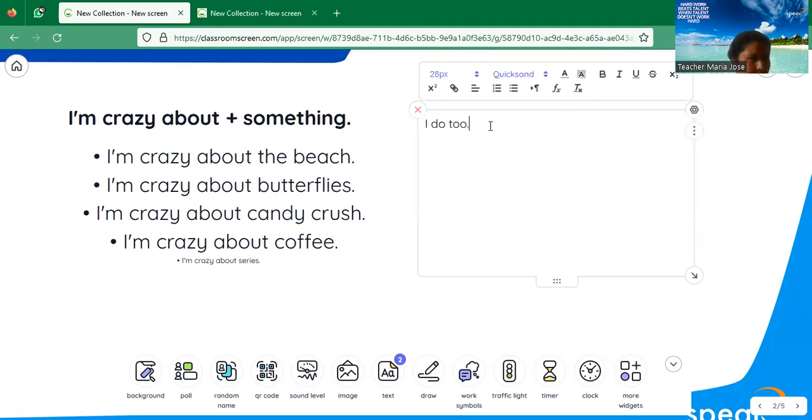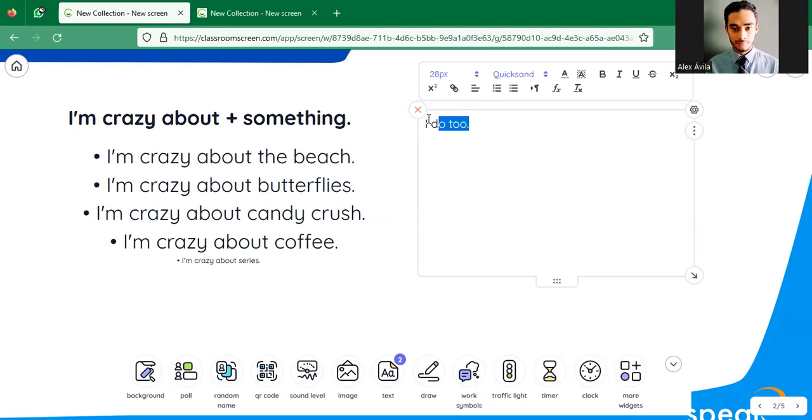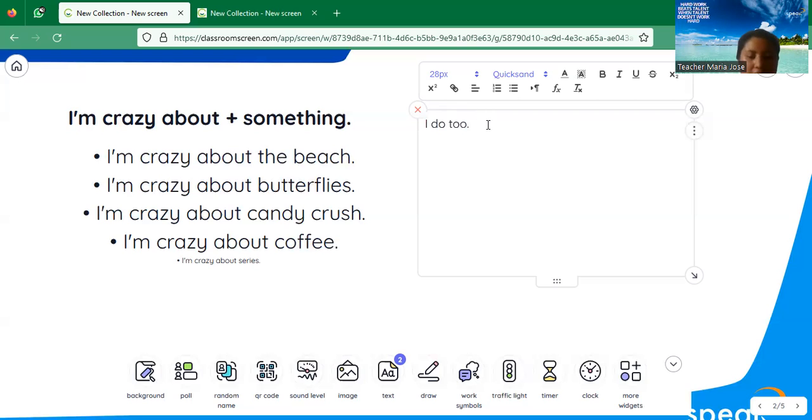Is the idea clear? Alex? Yes. Okay. So I do too, again, I'm going to write it here, is because we agree with the information, okay? If in your case the answer is negative, so what is the negative form? If I say I am crazy about the beach, what could be the negative?